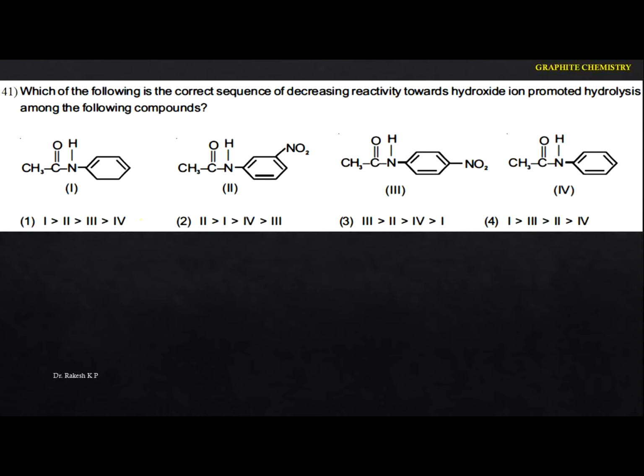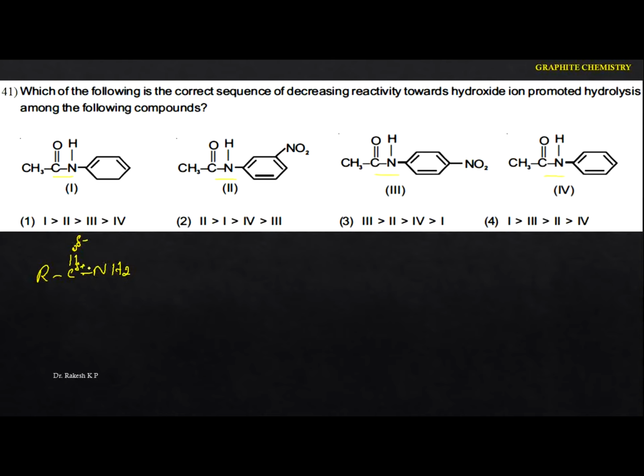Which of the following is the correct sequence of decreasing reactivity towards hydroxide ion promoted hydrolysis among the following compounds? Just identify in the compounds what they are given. So we can identify the amides. Here also you can identify amides. Let me take the general representation of the amides. I'm going to write it in this form here. This is the general representation of the amides. So we know that this is the delta plus, this will be the delta minus.